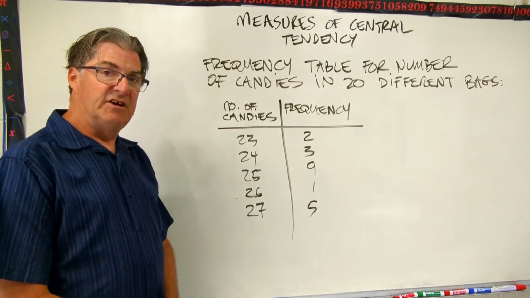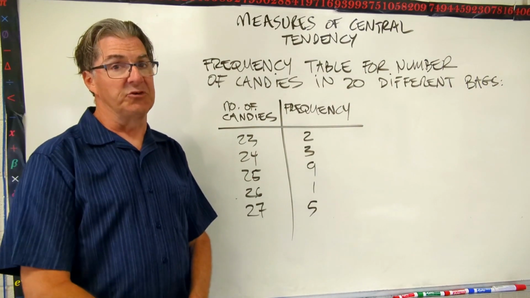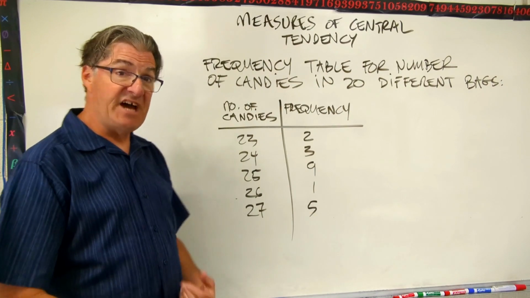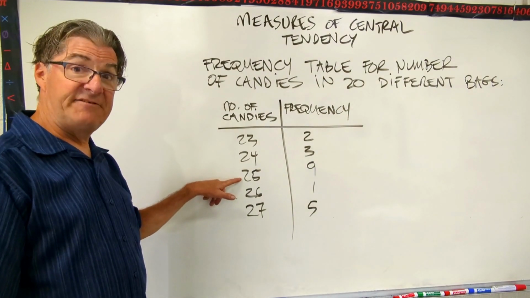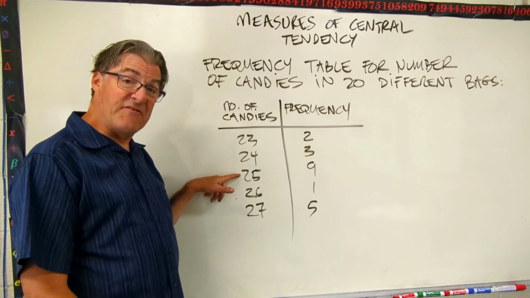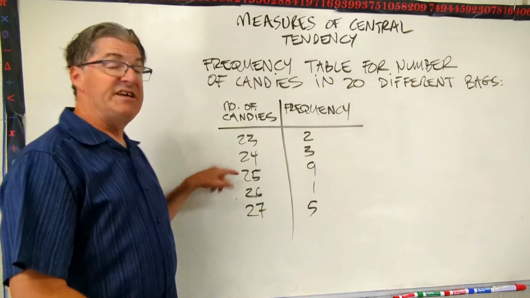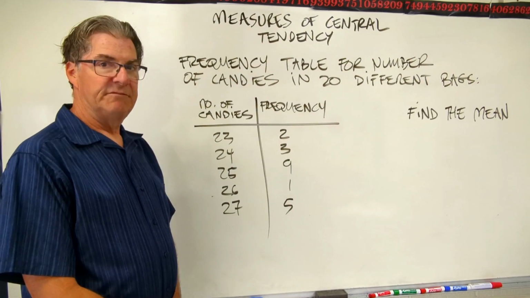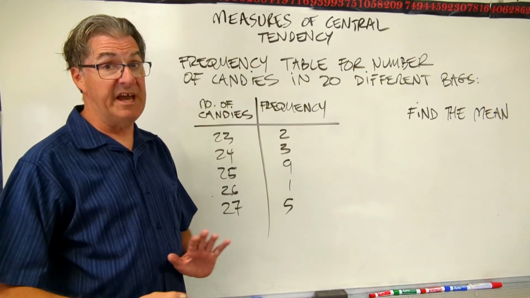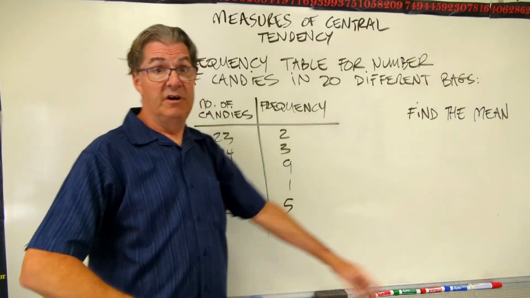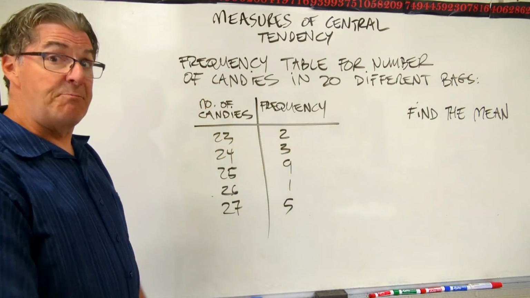So first off, I'm just going to ask you, what's the mode for this data? Okay, let's see how you did. 25. There's more bags with 25 candies than any other number of candies. So our mode is 25. All right, now let's do a little bit more complicated one. Now we want to find the mean, okay? So that's the mean number of candies in bags.